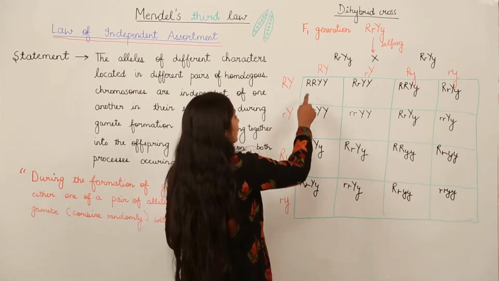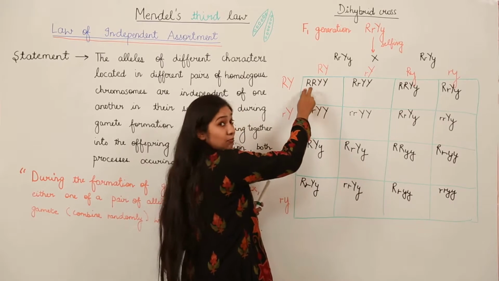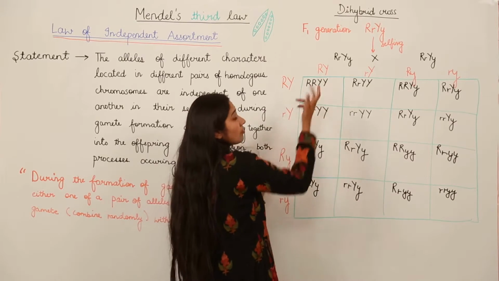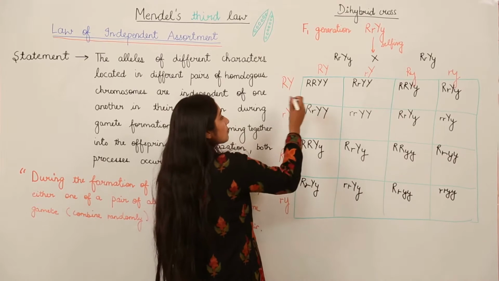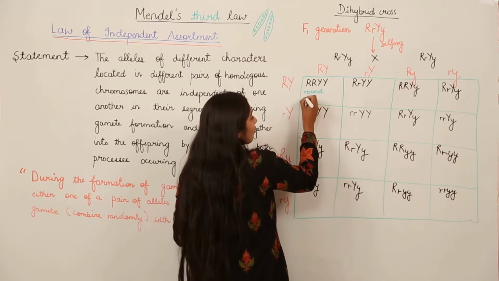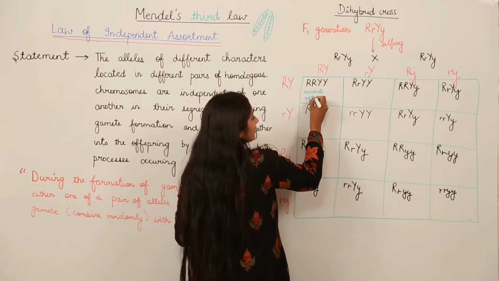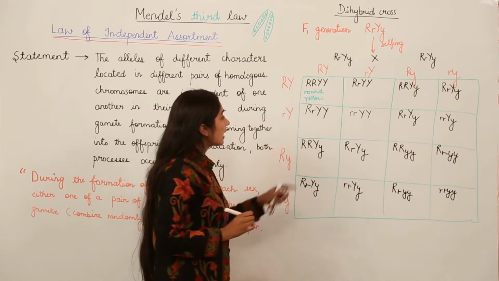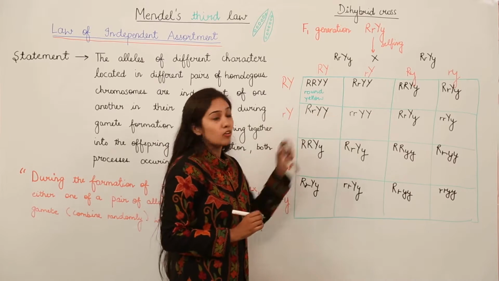Okay, so in this case we have a capital R. In fact, both the R are capital and both the Y are capital too. So what is a possible combination? We'll have round seeds, right, and we'll have yellow cotyledons. So we have a combination that is round seeds and yellow cotyledons.